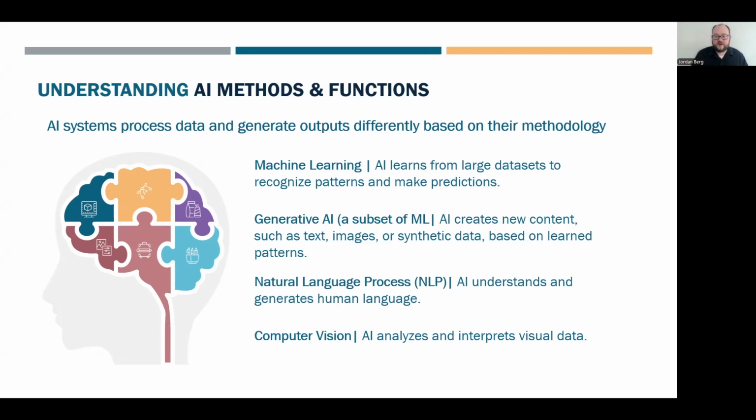Computer vision is artificial intelligence that's designed to analyze and interpret visual data. A function might be a system that's designed to detect tumors in radiology scans, or a system that's used to automate lab analysis.